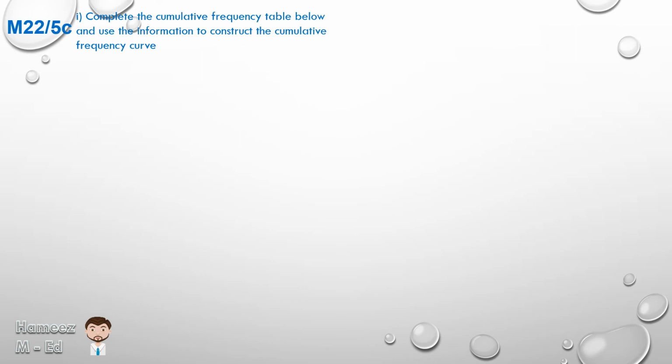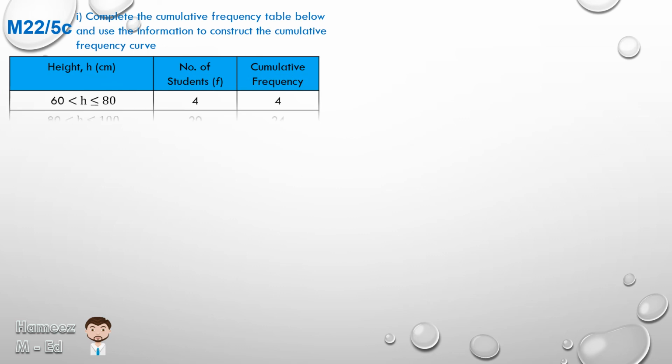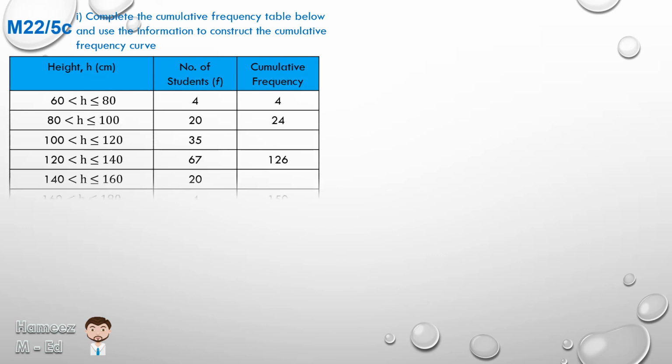May 2022, number 5C, Part 1. Complete the cumulative frequency table below and use the information to construct the cumulative frequency curve. So if we look at the table that they've given us, we're missing two pieces of information, the cumulative frequency value in the third row, and in the fifth row.